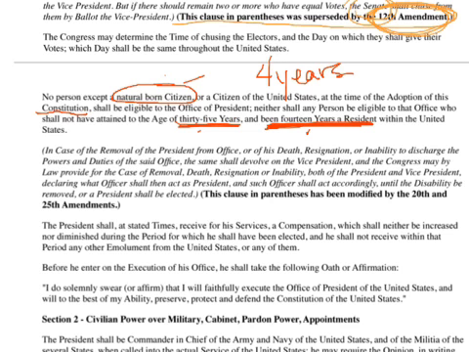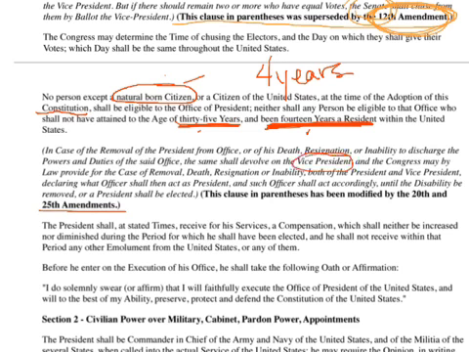Now this part is superseded by an amendment, the 25th Amendment. But this has to do with what happens if they need a new president. So in case of removal of the president from office, or his death or resignation, or inability to discharge the powers and duties of said office, the same shall devolve to the vice president. So the vice president becomes president if the president can't do the job.